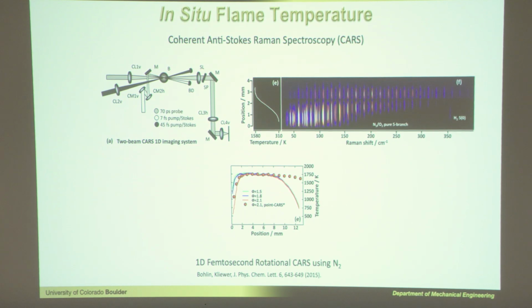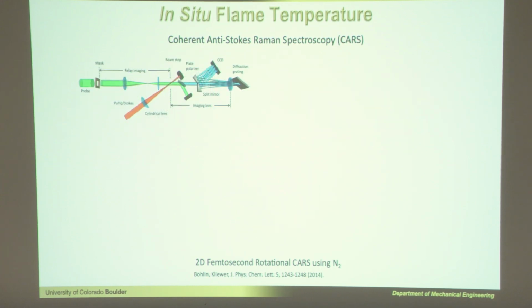So they used nitrogen, oxygen. They saw hydrogen. In fact, they could even get the populations, the densities or concentrations of these small species while they're making the temperature measurement in a sooting flame.